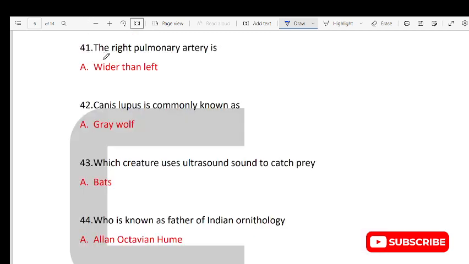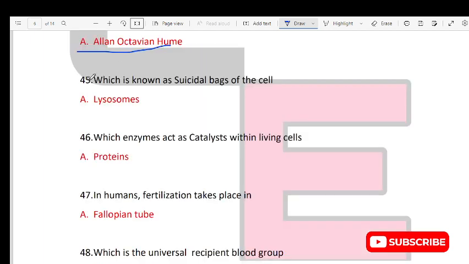Question number 41. The right pulmonary artery is wider than the left pulmonary artery. Question number 42. Canis lupus is commonly known as? Answer: gray wolf. Question number 43. Which creature uses ultrasound sound to catch prey? Answer: bats. 44. Who is known as father of Indian ornithology? Answer: Alan Octavian Hume. Question number 45. Which is known as suicidal bags of the cell?